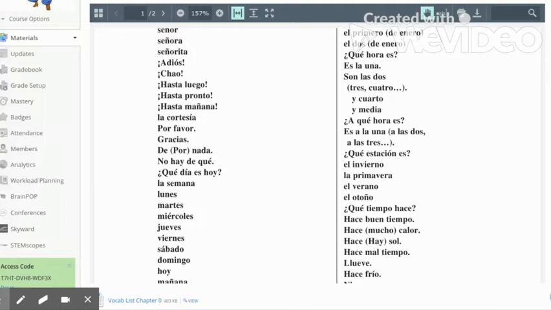What time? At what time? So, ¿a qué hora es la clase de español? ¿A qué hora es la clase de matemáticas? At what time is Spanish class? At what time is math class?